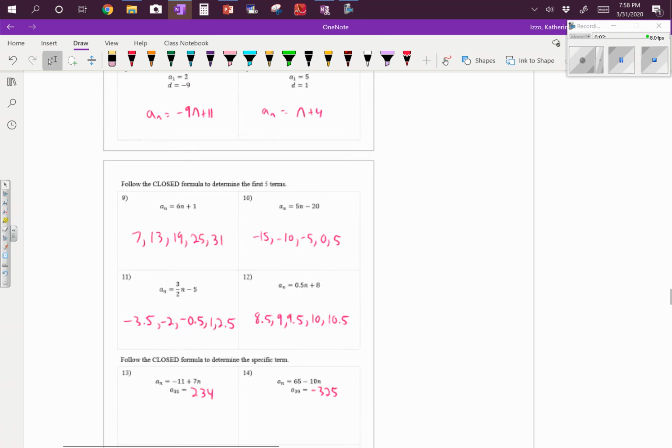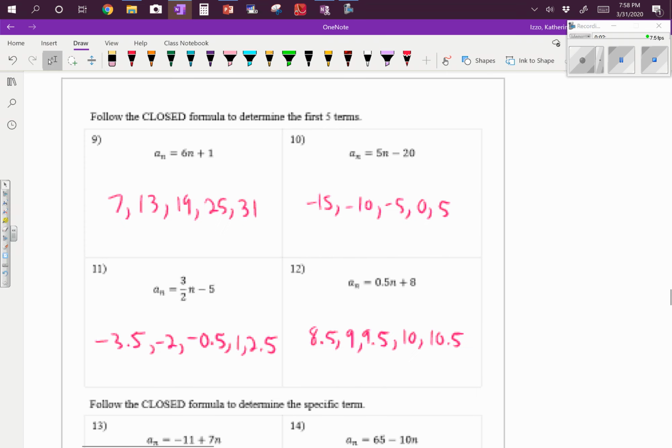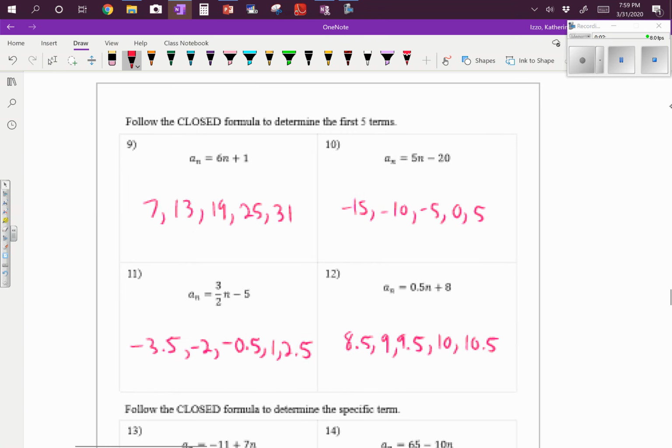Anyway, on the back, we've got the closed formula. We had to find the first 5 terms, so we plug in 1 here. 6 times 1 plus 1 is 7, and then we erase the 1 and plug in 2 there. So 6 times 2 plus 1. And then 6 times 3 plus 1. You could do it that way. You could also, once you found the pattern, just keep going.